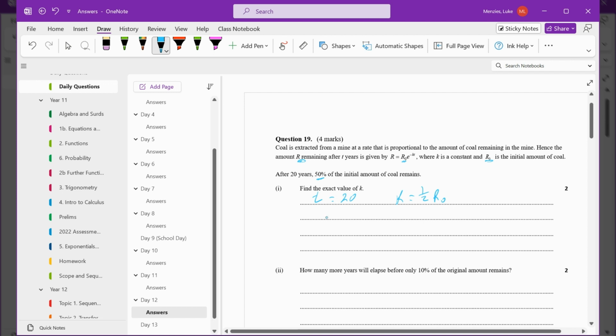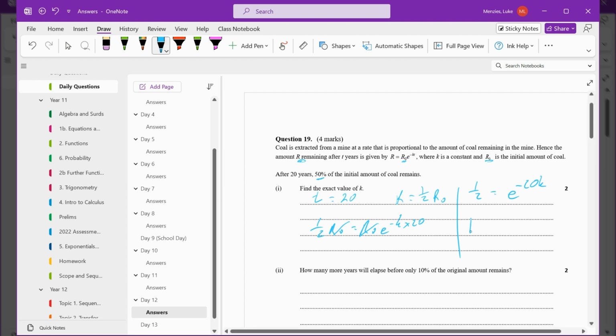So what I'm going to say here is that half R0 is equal to R0 e to the minus K times 20. The whole reason I want to do the R0 thing is because we've got R0 on both sides, and whatever value that is, we can get rid of it because it's on both sides of the equation. And I'm going to tidy up that other side. So I've got half is equal to e to the minus 20k.